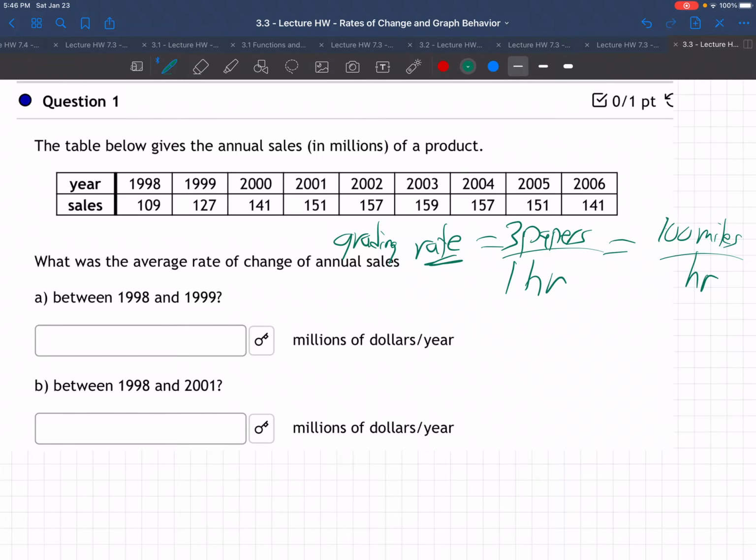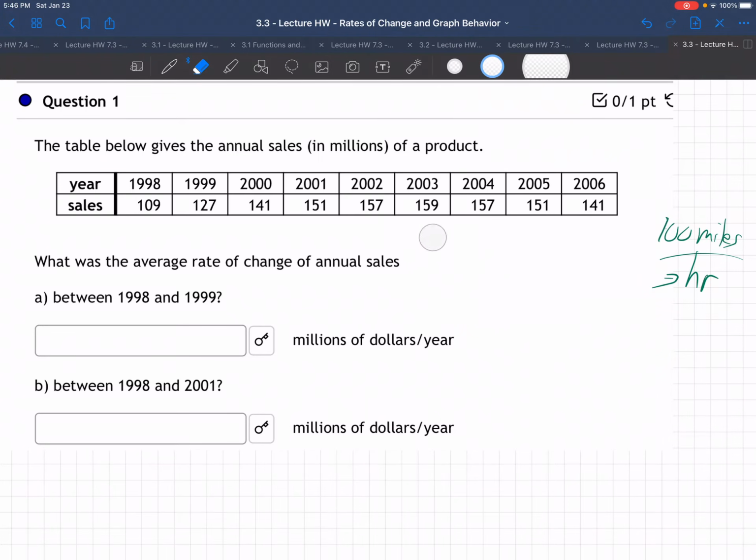Not unless I'm out on a racetrack. Right? So a rate always has time on the bottom. It doesn't have to be hours, it could be any amount of time, but that's the point. Or what I should say, let me change that: it doesn't have to have time. It has to have something else.